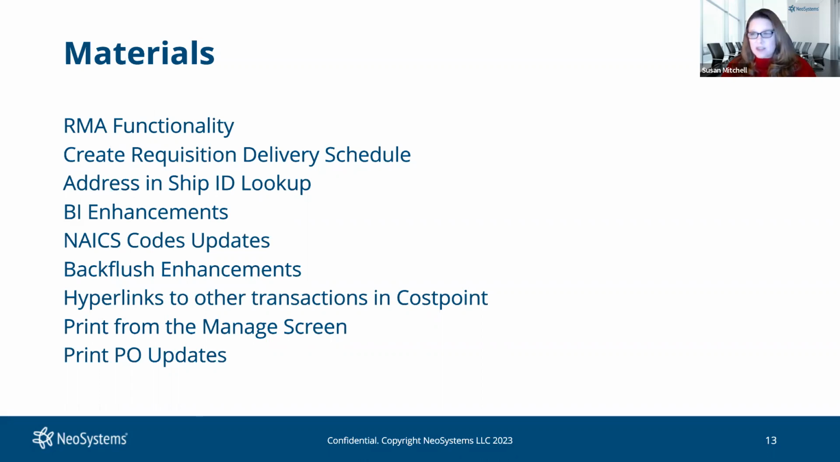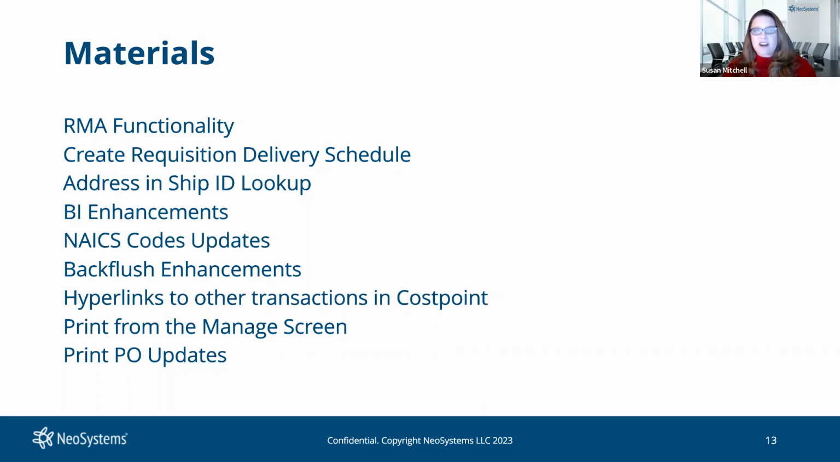There are BI enhancements. There are a lot of additional BI reports and dashboards and things like that in 8.2. NAICS codes updates, which is basically just to keep up to date on all of that. Backflush enhancements. If you are doing a lot of materials things, you're a manufacturer and backflush is important to you, you're going to be excited about 8.2.